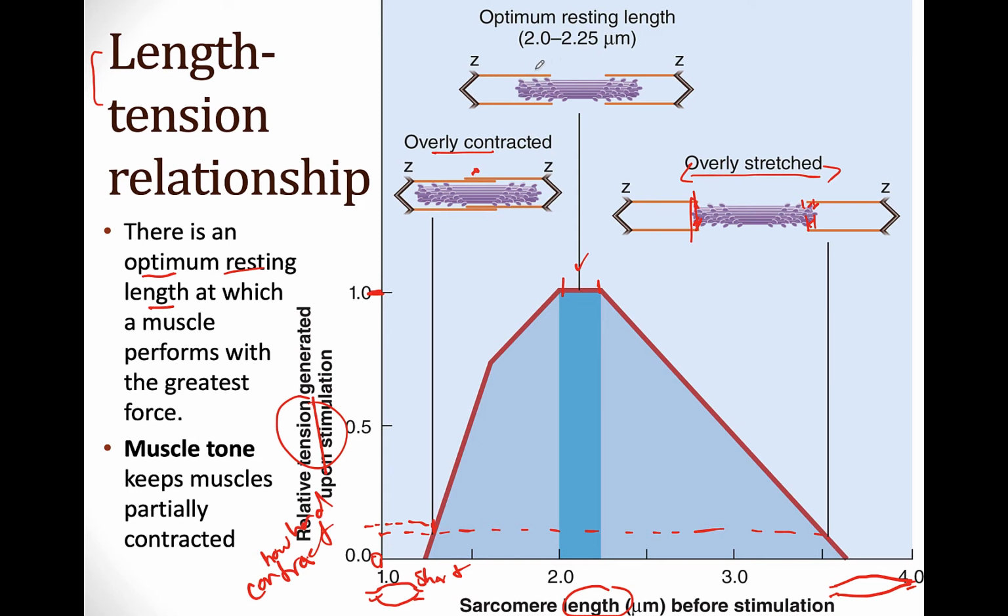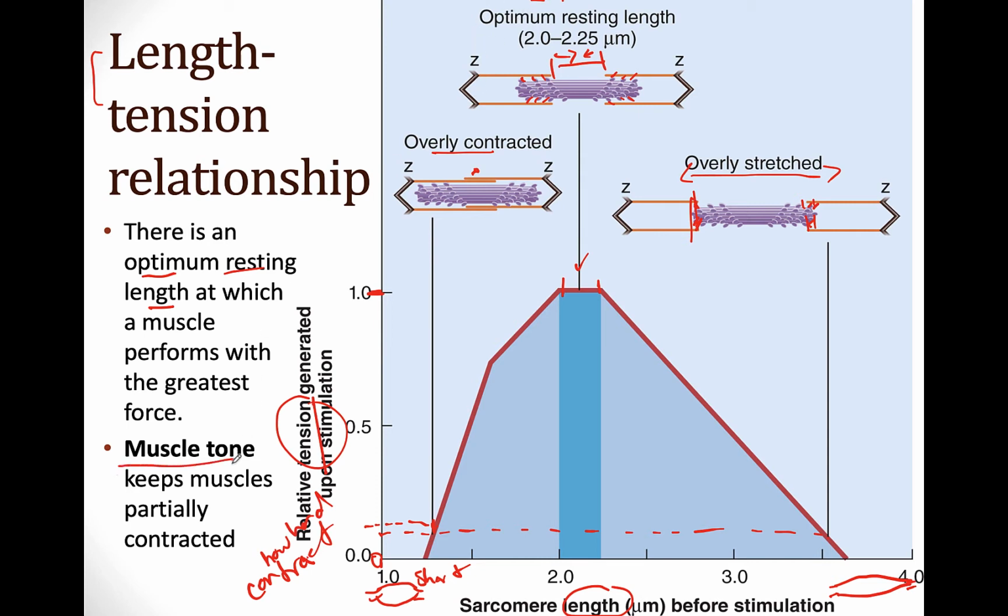So here we can see in the middle, we've got enough room to form cross bridges, but it's also stretched out enough to give us enough space to really contract in for as far as we could. So this is that optimal resting length.